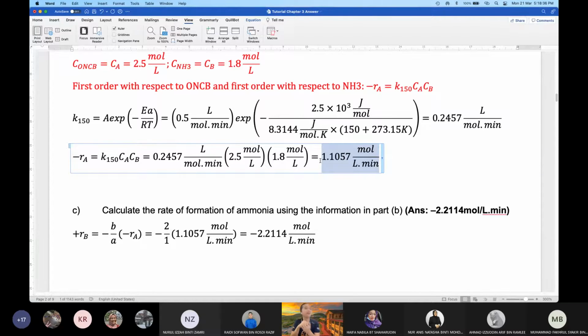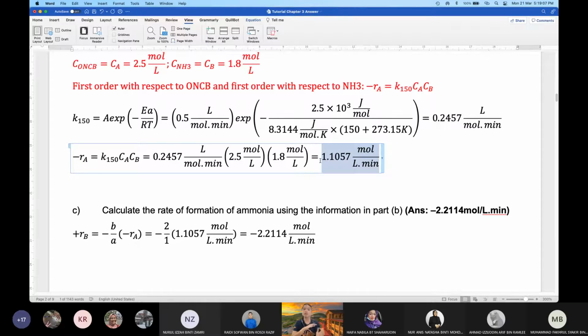But let's say, katakan dalam part C dia suruh kamu kira kadar pembentukan amonia pada suhu yang berlainan. Let's say at another temperature, then you must remember, kamu dah tak boleh guna minus RA pada part B sebab minus RA pada part B adalah pada 150 Celsius. So kalau part C tu suhu berubah, maksudnya kamu kena cari balik minus RA. Kenapa kena cari balik minus RA? Because the value of K dah berubah. Okay, so kalau suhu berubah, K berubah, minus RA berubah.